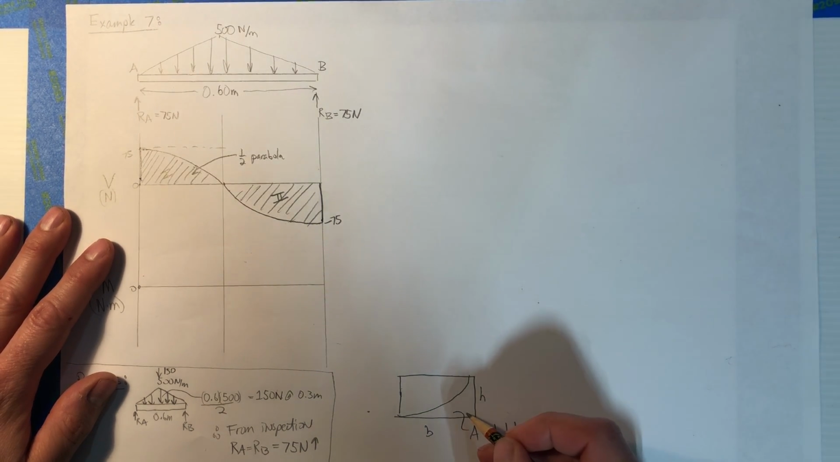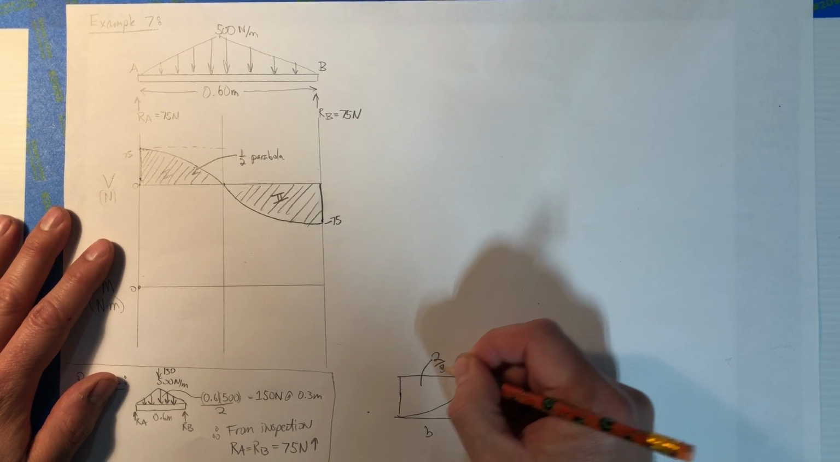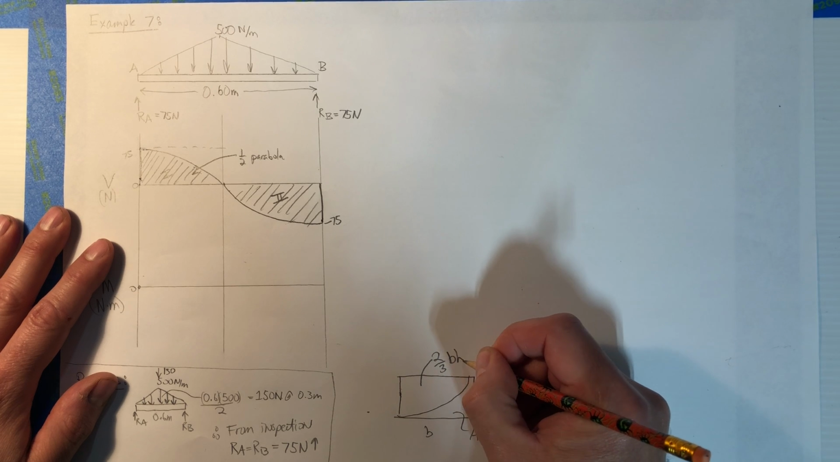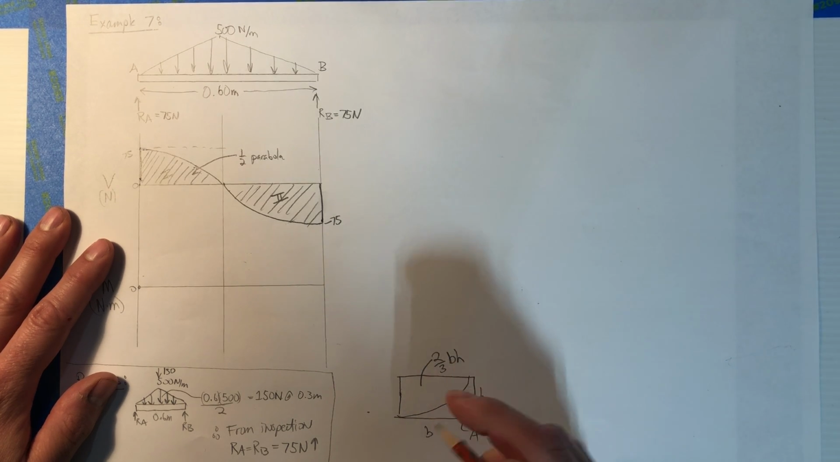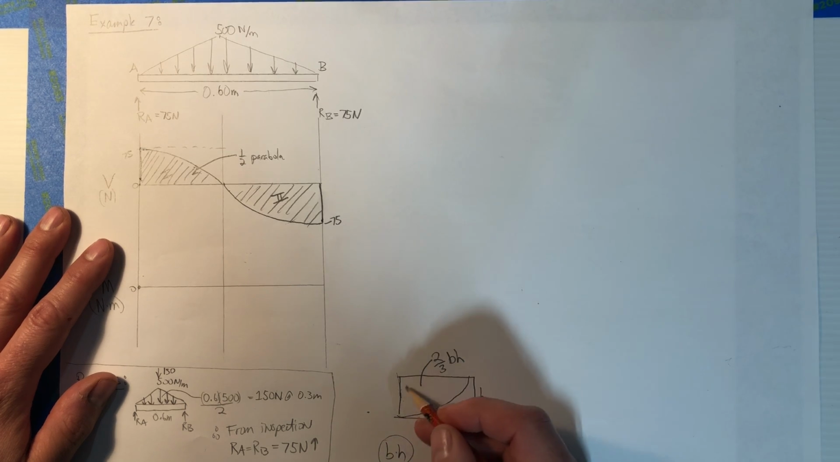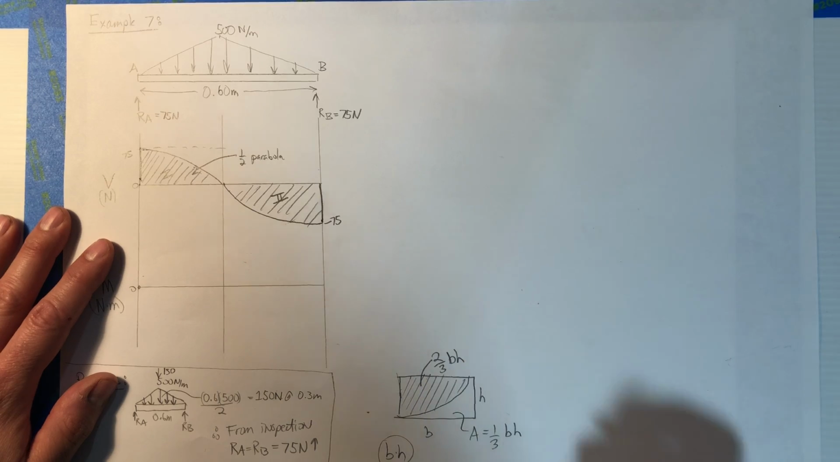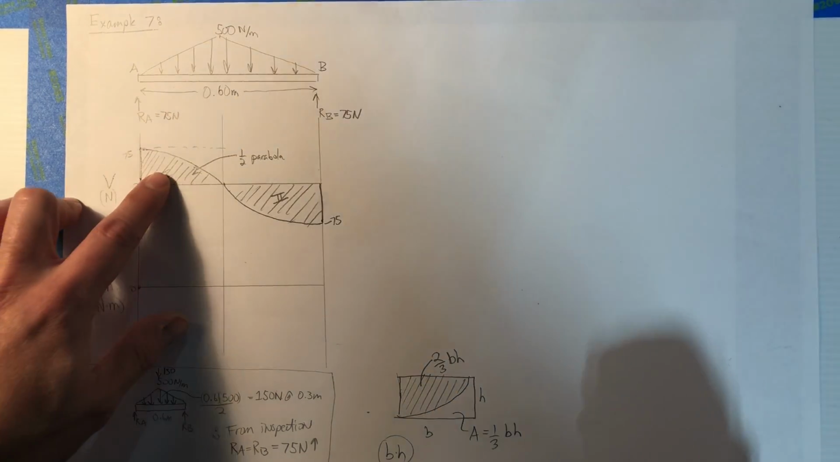Well, if that's 1/3 of the base times height, to make the whole thing, this area has to be what? 2/3 the base times the height, right? Add that together, you get the area of a rectangle, which is what? Just base times height. So, you know, this shaded part is 2/3 base times height, okay? So that's the area there.